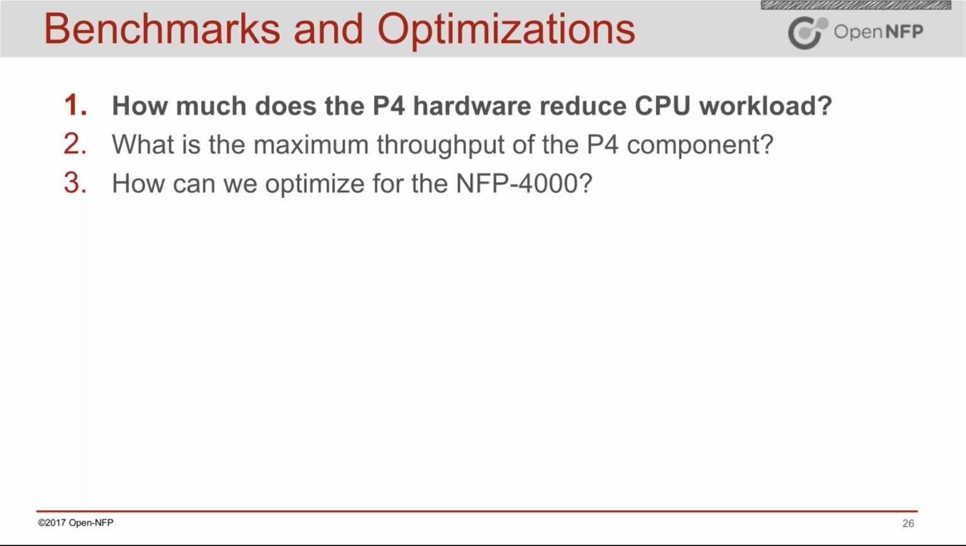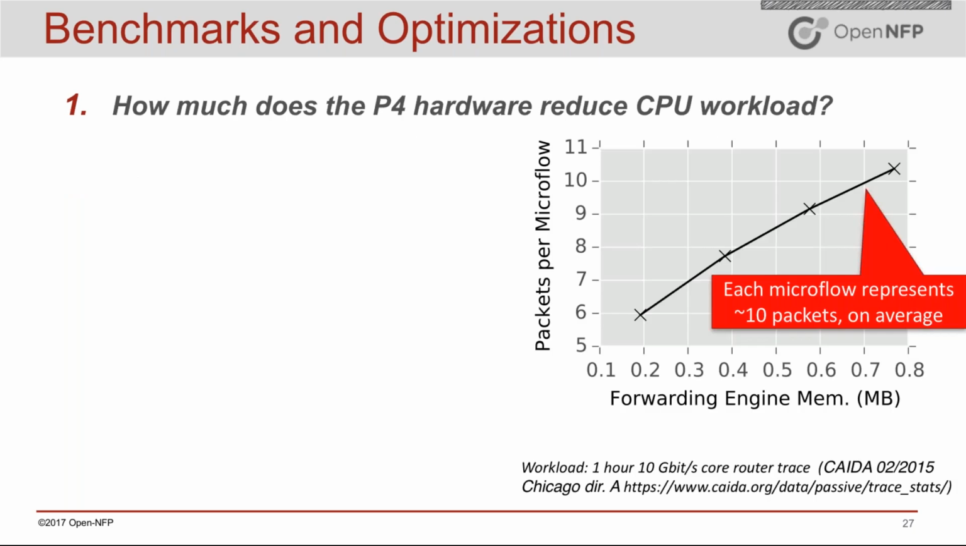So first, I think the most important question, how much are we actually reducing the workload of the CPU? To answer this question, we analyzed the number of packets that each microflow represents. And as test traffic, we used core router traces from 10 gigabit links, the CAIDA traces that I'm sure many of you are familiar with. And so the amount of packets per microflow depends on how much memory you allocate to that table on the P4 device that maps packets to microflow records. The more memory you allocate to it, the less often collisions will happen, and the less often collisions happen, the more packets you aggregate into each microflow.